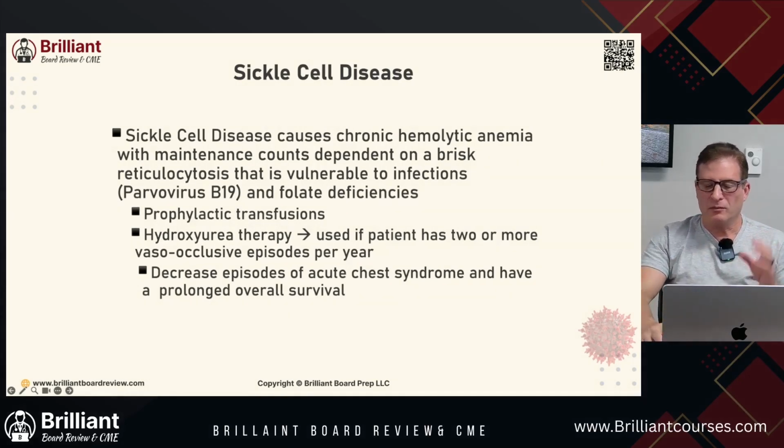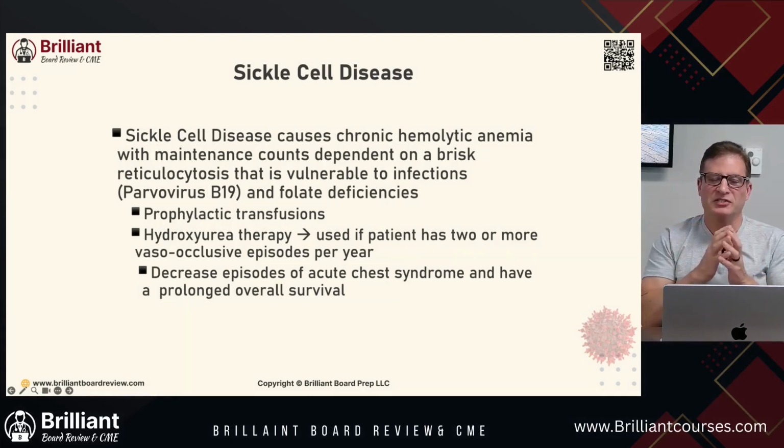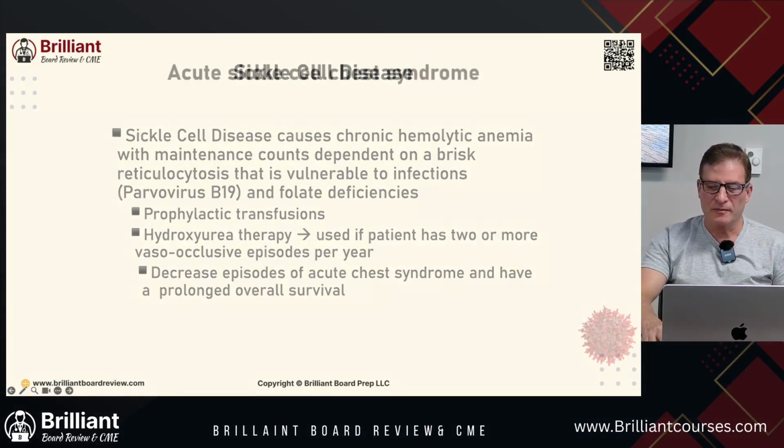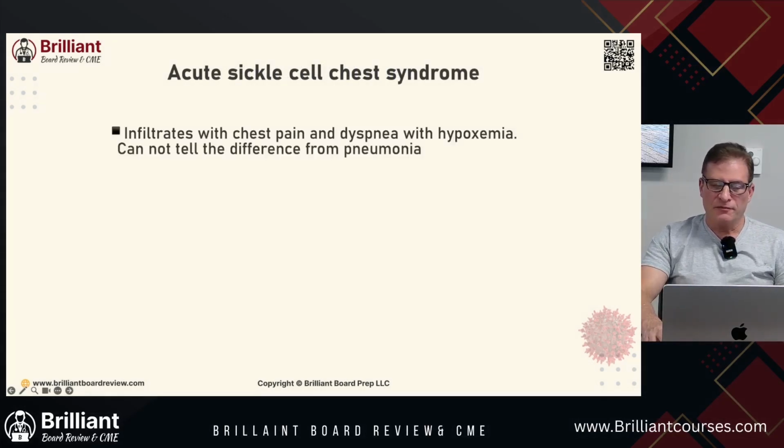and they can have chronic pain. We also have to worry about splenic infarcts, where the spleen can be destroyed, and you can have infectious complications, especially from encapsulated organisms. An example would be salmonella, and that's why it's important that these patients get their vaccines. Acute sickle cell chest syndrome: infiltrates with chest pain, dyspnea, and hypoxemia. You cannot tell the difference from pneumonia. This is in our example that we used for our young man.